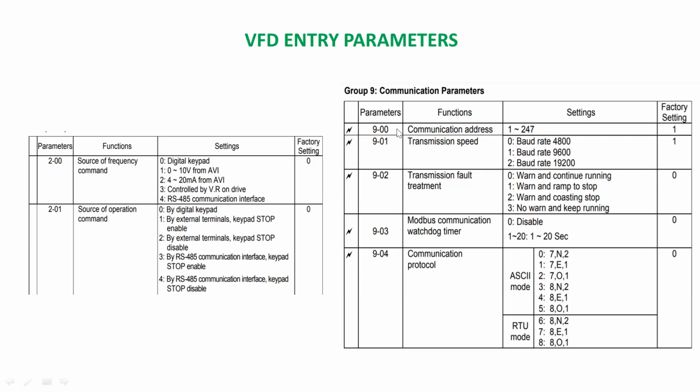First of all, communication address is 1, the transmitting speed is 1, 9-02, the transmission fault treatment, is 0, and the Modbus communication timer should be disabled. 9-04, the communication protocol, should be 1. Everything we need to enter. I'm going to stop the screen here, and I can show you how we enter the values in the drive itself. One second.